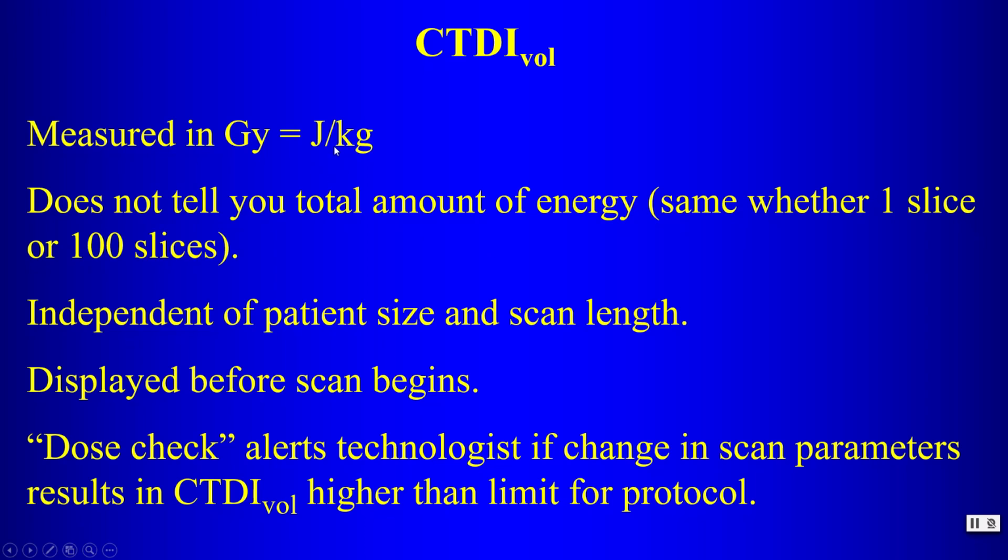So the units of measurement for the CTDIvol is joules per kilogram. Now, this does not tell you the total amount of energy, the total amount of radiation the patient was exposed to, since this number is going to be the same whether you've only scanned one slice or 100 slices, and it's also independent of patient size and scan length. This will be displayed before the scan begins, and so the dose check, if you set this up properly, will alert the technologist in your specific protocols if the scan parameters for that protocol exceed a particular limit you have set for that protocol.